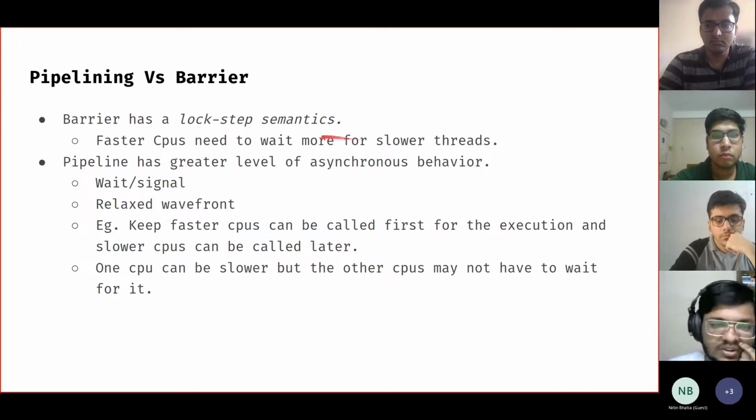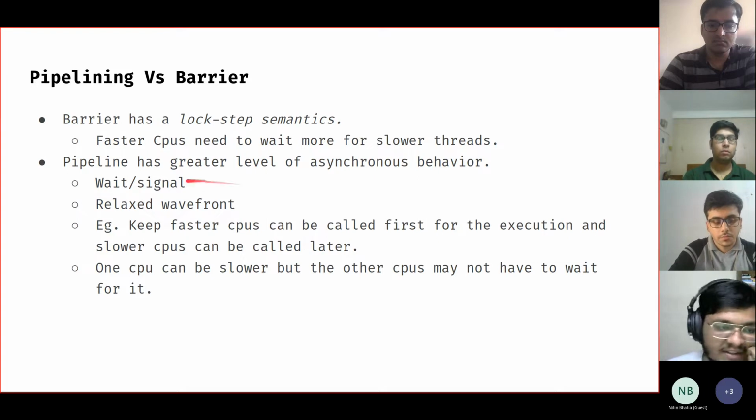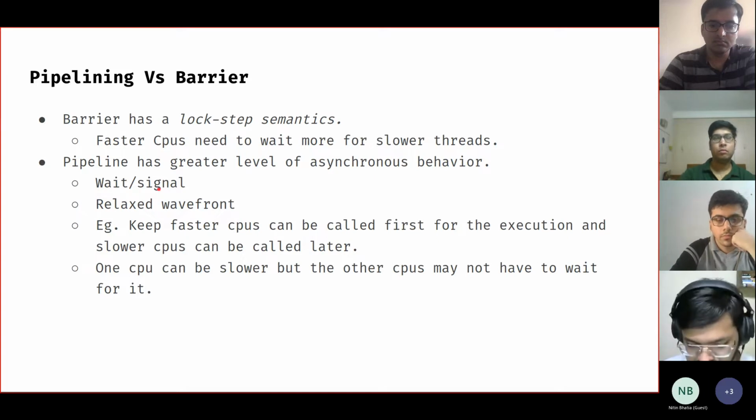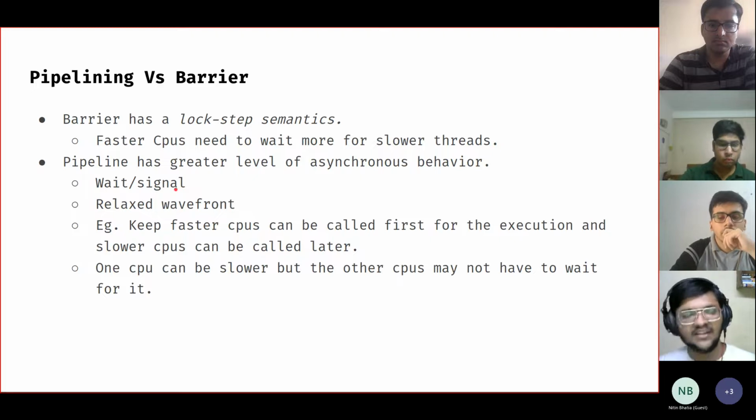the next iteration. So what happens generally here is that some faster CPUs need to wait for more time for the slower threads, because the lock is only going to open when all the threads reach a particular stage. In the pipeline, there is some level of asynchronous behavior: the previous CPU just has to give a signal to the next CPU, and after giving the signal, it doesn't have to stop its execution. It can still continue its execution.